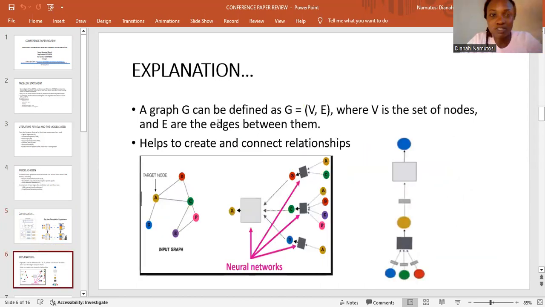Here it's showing how this model creates relationships between different people and different characteristics. An explanation is here on the right. For example, if person A has features like chest pain, high blood sugar and high cholesterol, it's going to connect this person with another person in the graph who has the same features. That's how it is able to predict if the person has a disease or not.